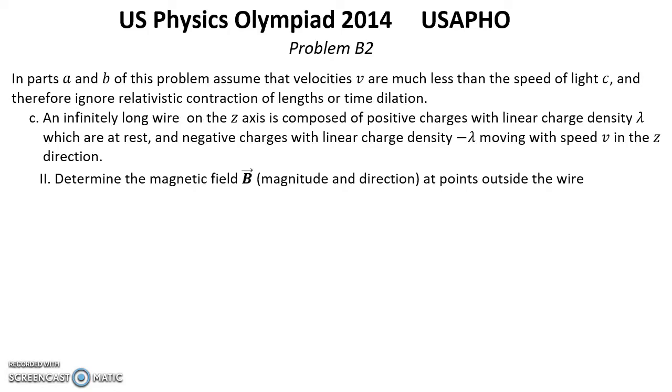Solution. The current in the wire is I equals lambda v. So Ampere's law yields that B equals this expression, mu 0 lambda v over 2 pi r in the tangential direction. The current is in the negative z direction, so by the right-hand rule, the circular B field lines would point clockwise, looking in that direction.